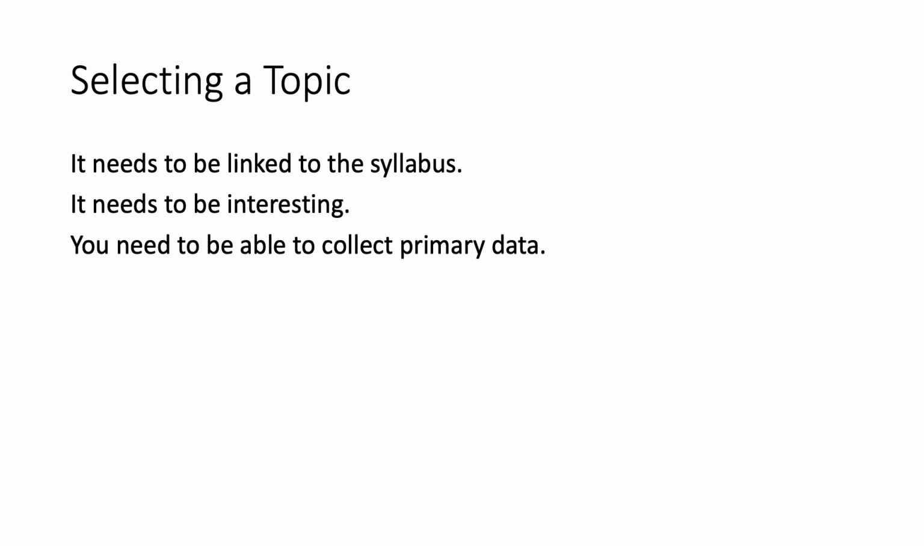And finally, you need to be able to collect primary data. And that means you need to think about what you're collecting, where you're collecting it. So if you're doing a coast investigation, you need to be able to get independently to the coast. Or if you're doing a hazards investigation, you need to be able to get to an area that's suffering from volcanoes, earthquakes, or other tectonic hazards. This means for most of you, you'll do an investigation in relation to the migration topic, or for many of you, it will be the changing places topic.